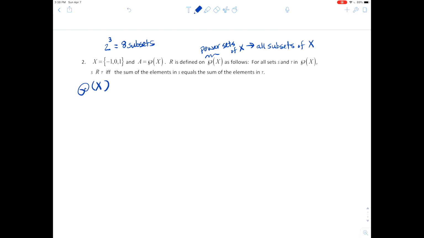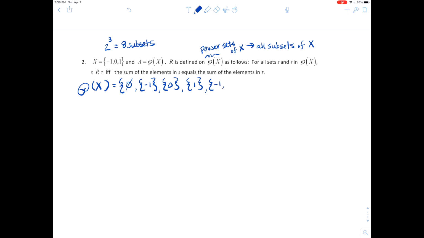The power set of X will be this set. Well, if we remember, you've got to start with the empty set because the empty set is a subset of every set. And don't forget, the set itself is a subset of itself. I'll start with just the single elements. And we haven't even taken into account the relation. We're just finding all of the subsets. And then I'll go two elements at a time. So we would have what?